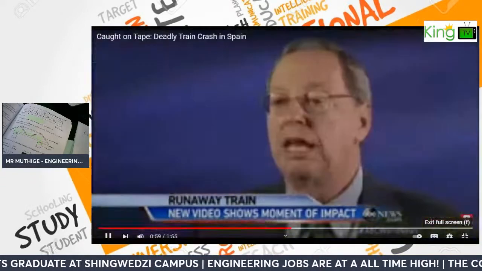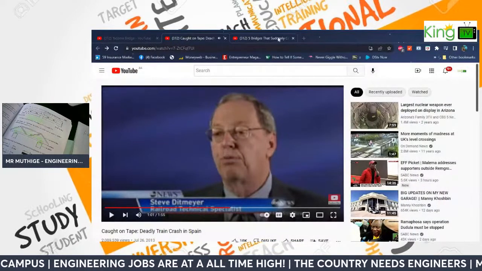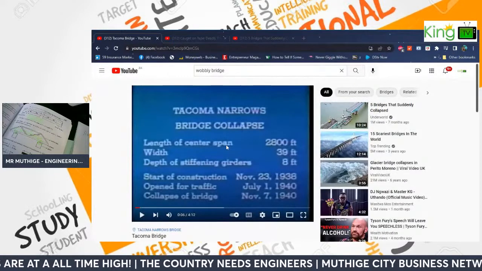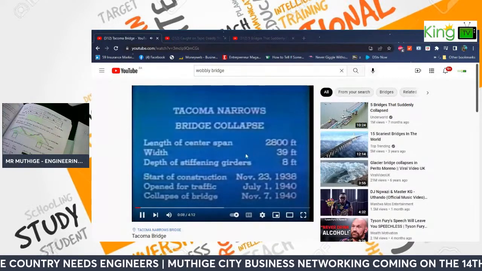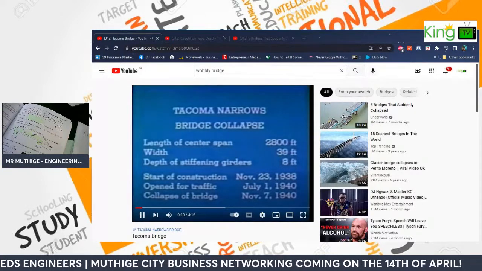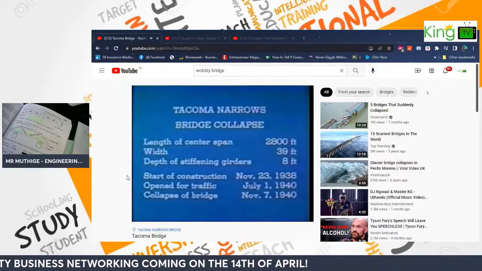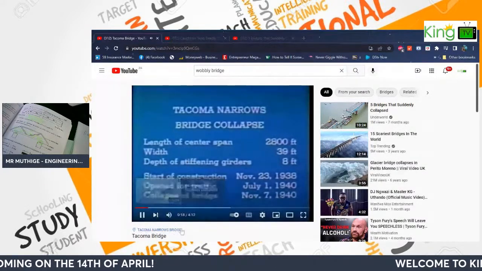There was an issue of speeding there, but these are factors that can be considered. And then you've got the Tacoma Bridge, the famous bridge, and this one was designed in a way that did not allow for the wind factor and the fact that the bridge should be able to expand and collapse. This is way back in 1938. Yeah, there you see.